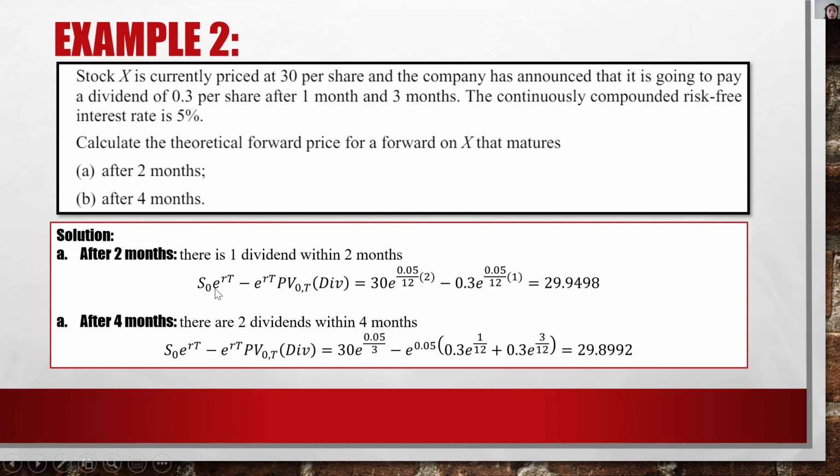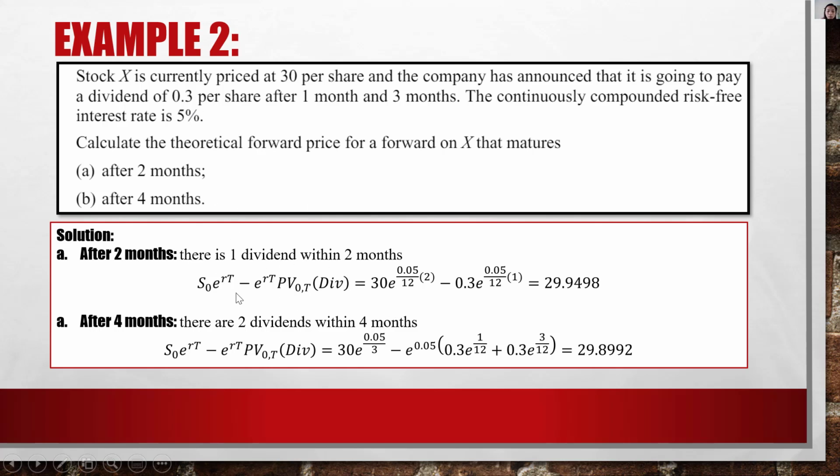So here apply the formula. We got S0 times e to the rT, subtract e to the rT times the present value of the dividend. And here S0 is 30, right? S0 is 30. r is the risk-free interest rate, 5%. See that? T here is 2 months. 2 months is 2 over 12 year, right? 2 over 12. And the dividend here is 0.3.